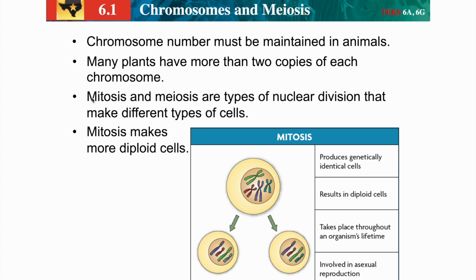Now, mitosis and meiosis are types of nuclear division that make different types of cells. Mitosis makes more diploid cells. Remember, diploid means you have a double set of chromosomes. It's not for reproduction. What are the four reasons that cells go through mitosis? You should be able to say for growth, number 1, repair, to replace dead cells, regeneration. You should be able to say these things.